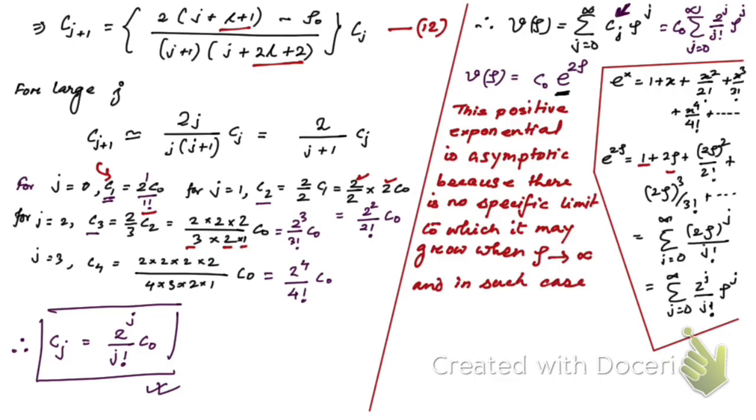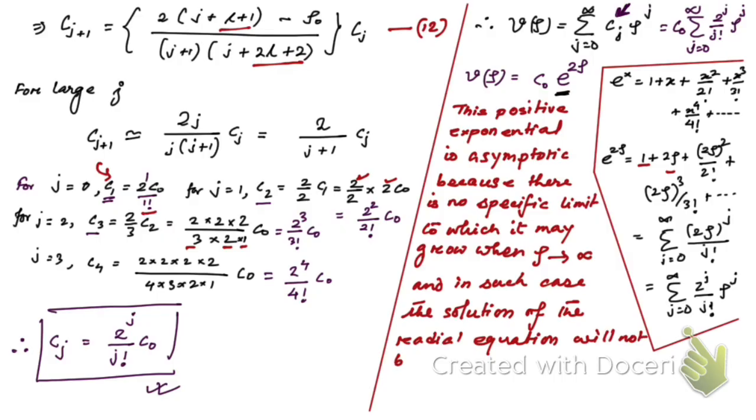And in such a case, the solution of the radial equation will not be normalizable. Okay, hope you know the concept of normalization. You have already got it in quantum mechanics, right? So hope you know this basic idea of what normalization is. I'm not going to explain it here again.